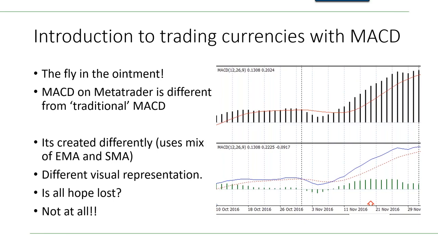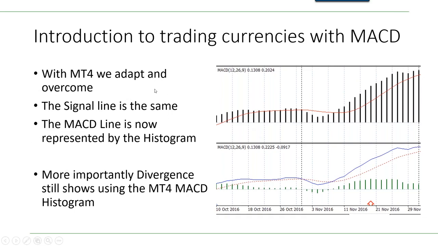Most traditional MACD uses EMAs, whereas the MetaTrader 4 MACD uses both EMA and SMA. So you get a slightly different visual representation, and some people are put off by that, or they don't understand it. Is all hope lost? No, not at all. You just need to understand how it's represented a little differently. The ideas and concepts we want to use are exactly the same. On that chart, the bottom one is the traditional MACD, and the top one is the MetaTrader standard MACD. It looks a little bit different, so I'm going to try and show and explain that to you now.